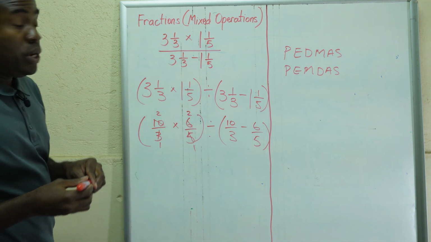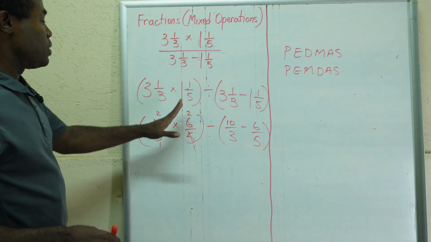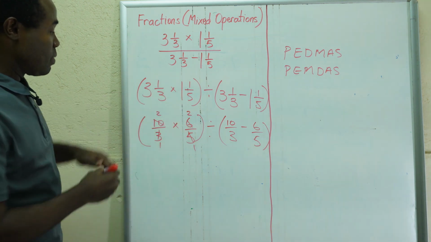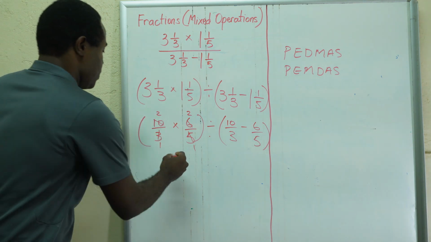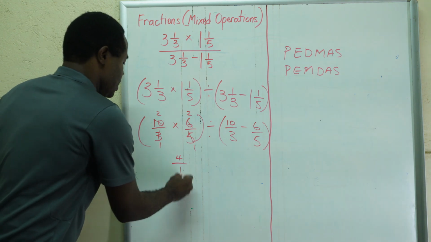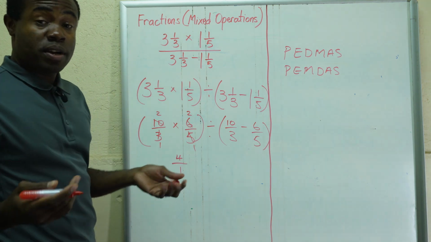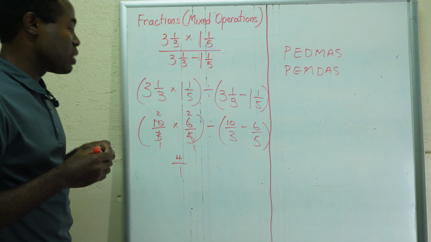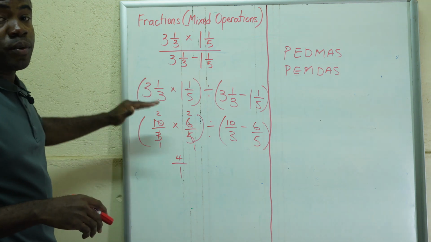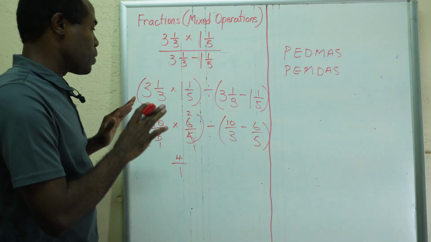What are we left with? We are left with 2 upon 1 and what? 2 upon 1. Which is just, if you multiply the numerators now, that will be 2 times 2, which will give us 4. And then 1 times 1 will give us 1. This is a whole number, which is 4, but because we're working with fractions, strategically, I'm going to leave the whole number as 4 over 1 as opposed to just 4.